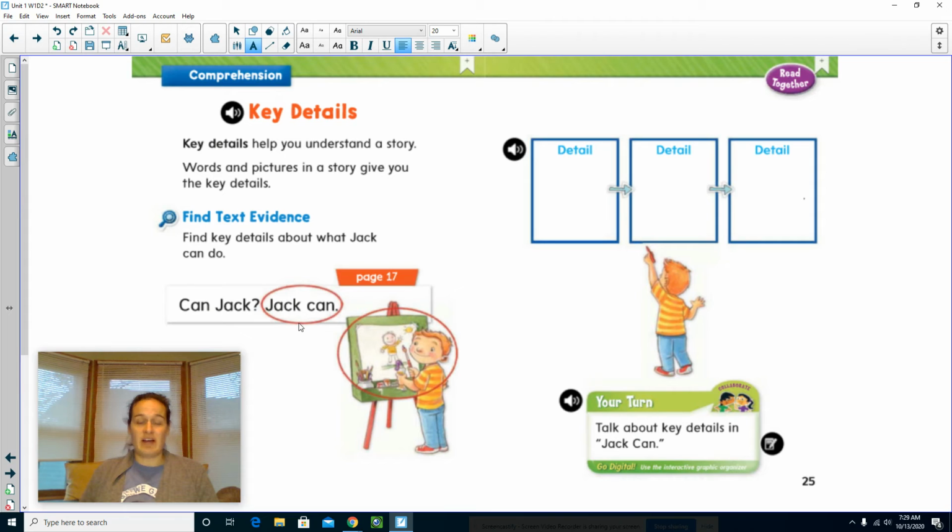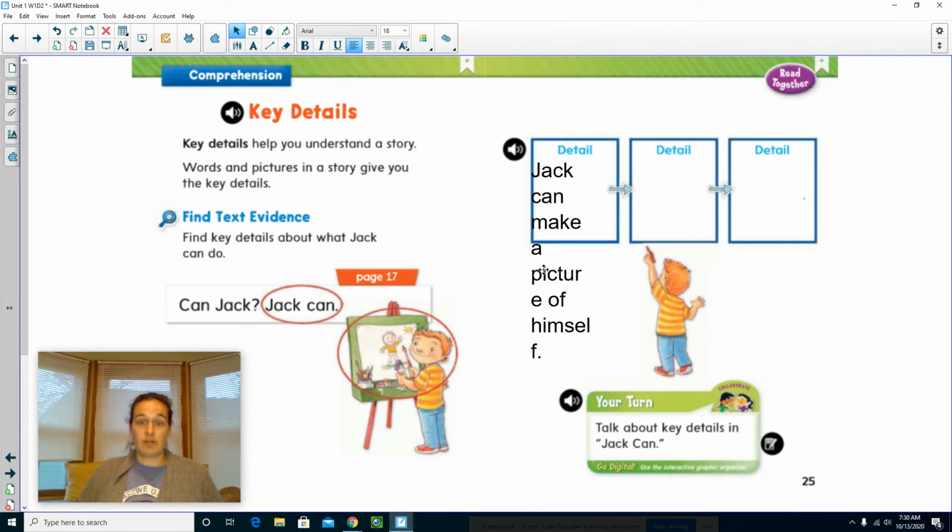Well, by looking where it says Jack can, and we see this picture here, it looks like Jack can make a picture of himself. So I'm going to go ahead and write that. Jack can make a picture of himself. And so now that we know Jack is able to make that picture of himself, we're going to go back in the story and look for the next key detail.